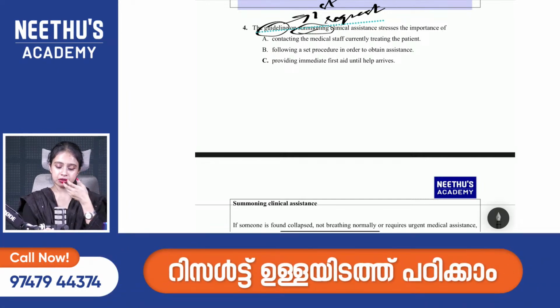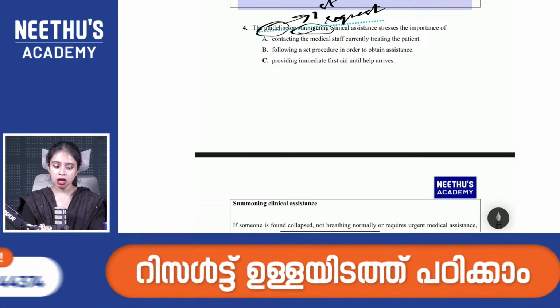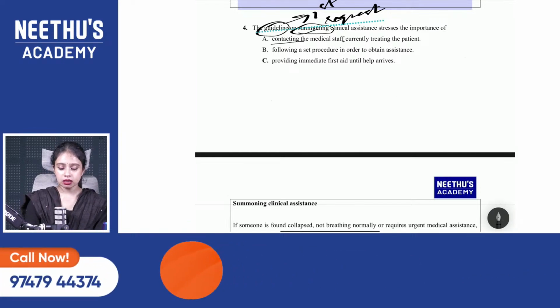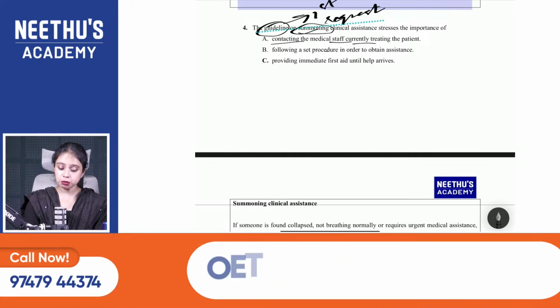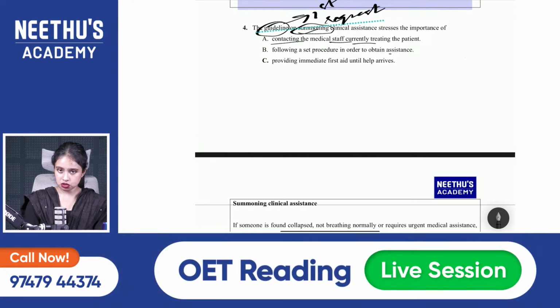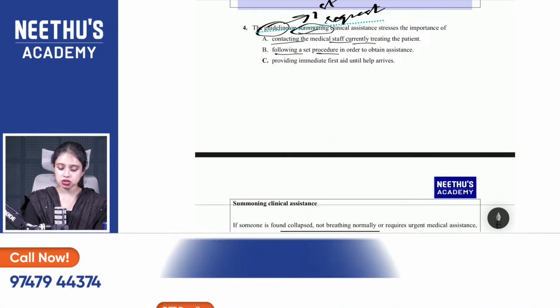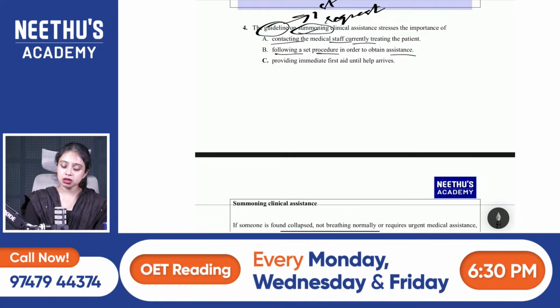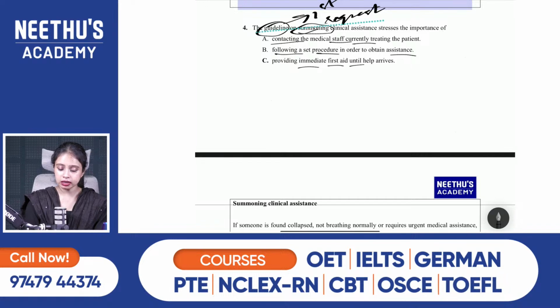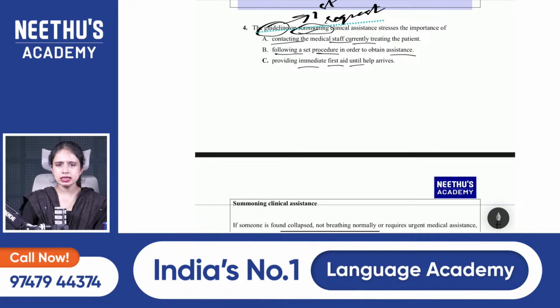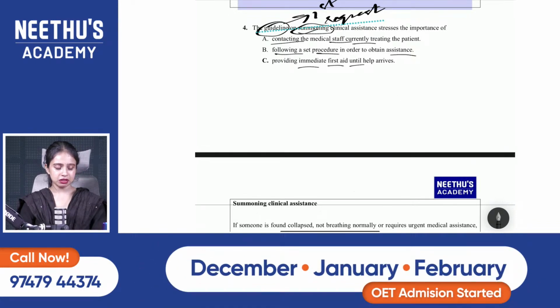Option A, contacting the medical staff currently treating the patient. So contacting staff, then currently. And option B, following a set procedure in order to obtain assistance. So following procedure, assistance. Option C, providing immediate first aid until help arrives. So immediate first aid until. So these are the keywords. Summoning means requesting. Hi Murli, good evening.